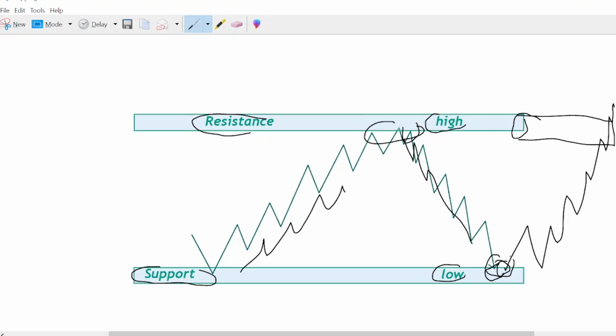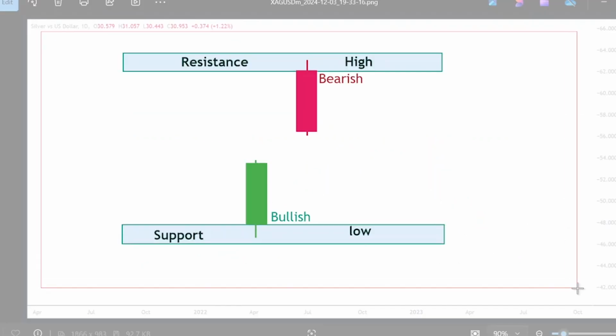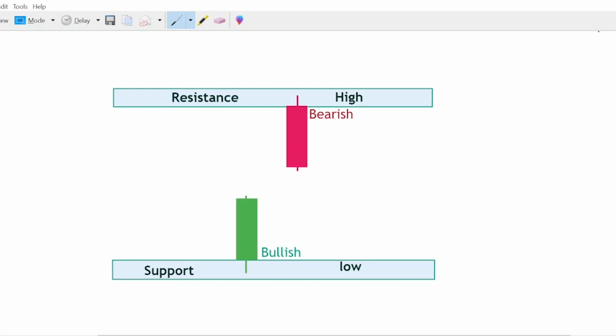So in the market, remember, we use the candlesticks. From where we are standing to move up, that's where we are going to be looking for a bullish candle, and from where we are waiting to sell from, that's where we are going to be waiting for the bearish candles. Here we have a support, from where the bullish candlestick is standing.